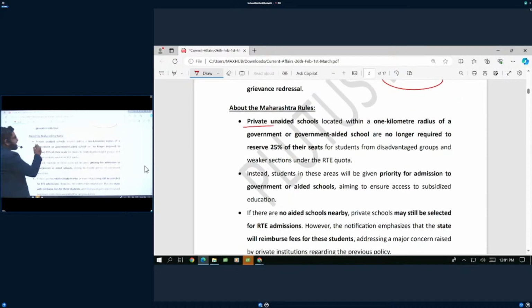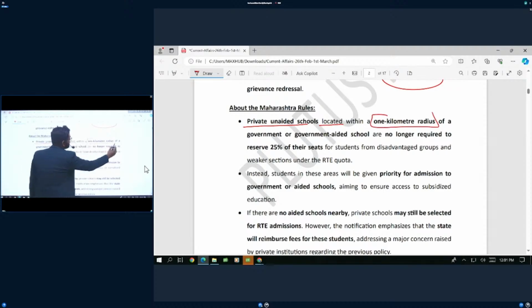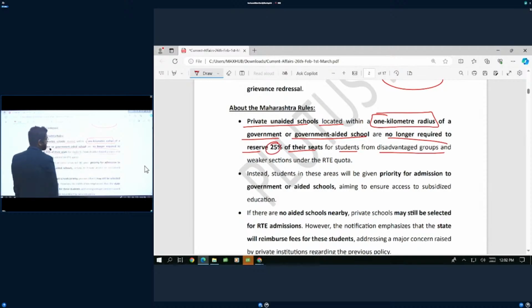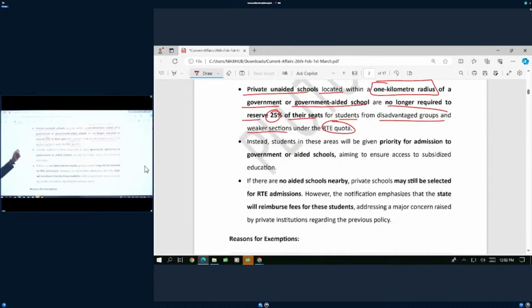Private unaided schools located within a 1 kilometer radius of a government or government aided school, means if there is a government school in the locality or a government aided school in a locality, then the unaided school will not have to provide 25% reservation. They are no longer required to reserve 25% of their seats for students from disadvantaged groups and weaker sections under the RTE quota. The students of these areas will be given priority for admission to government or aided schools.